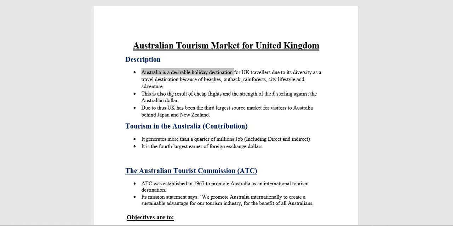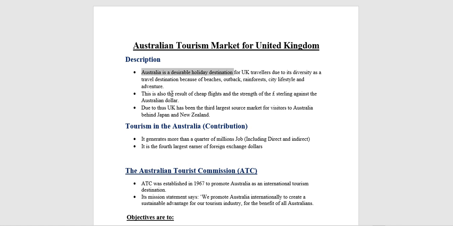The tourism in Australia plays a very vital role in its GDP contribution. You can look here. The tourism industry generates more than 250,000 jobs, including both direct and indirect jobs, and it is the 4th largest earner of foreign exchange dollars. This is the reason why tourism is so important for the Australian government, because it plays a vital role and it also contributes a large portion to the GDP of Australia.